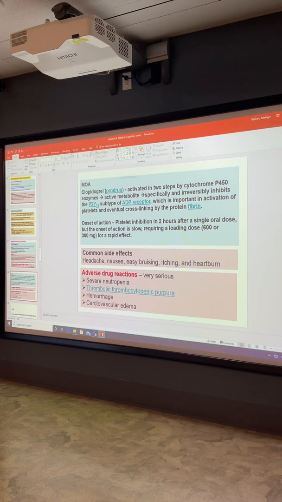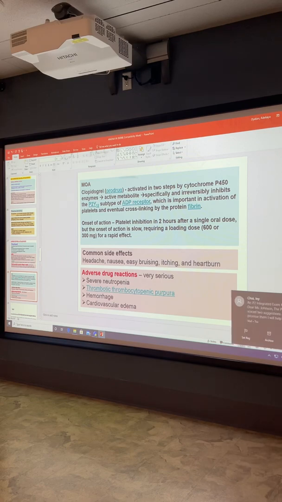It is a prodrug and it's activated by cytochrome P450 to form an active metabolite which then combines with the ADP receptor. In one of the slides I showed you before, you see that it is a prodrug. That is fine. What are the common side effects? Headache, nausea, easy bruising, itching, and heartburn. The adverse drug reactions with this are very serious. It can cause severe neutropenia.